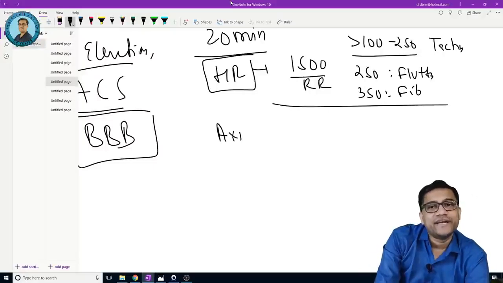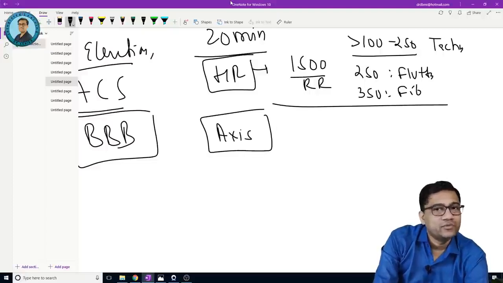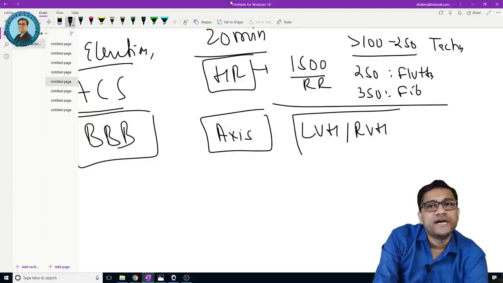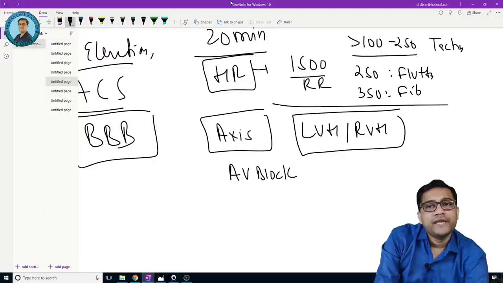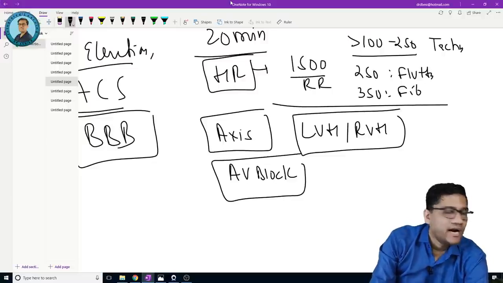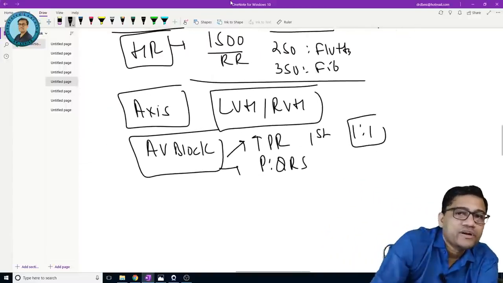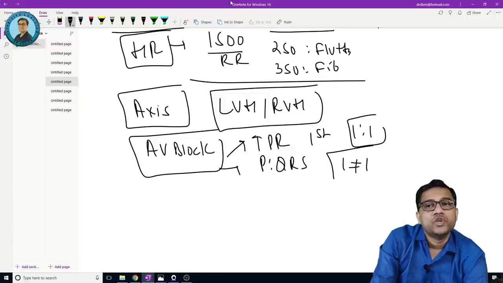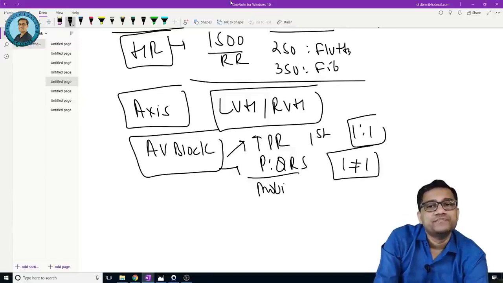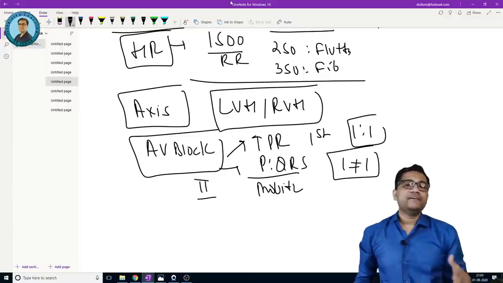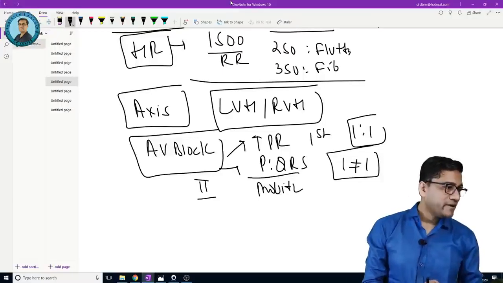Second is axis. We have done that axis. Clear? Then we discussed hypertrophy, LVH and RVH. We discussed that also. Then we discussed the blocks. AV block, what is the idea? The idea is increased PR, that is first degree. P by QRS is not 1:1. If not equal to 1, it is dropping of beat. That is Mobitz 2, that is second degree. Are you clear? And if there is complete block, that is the case. Are you clear?